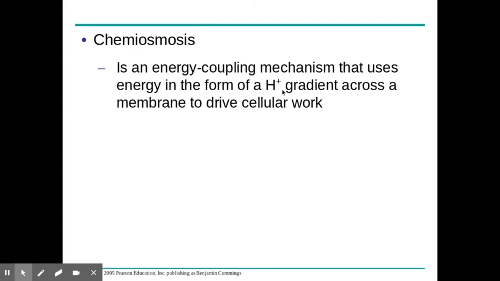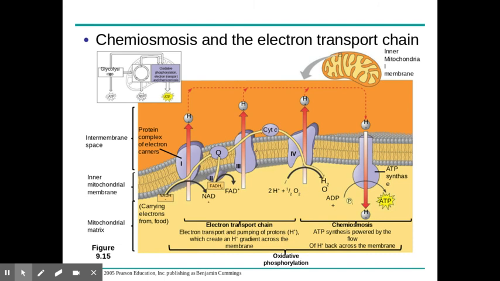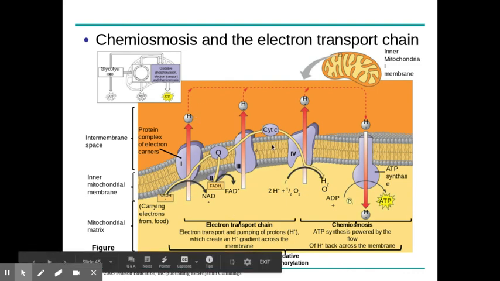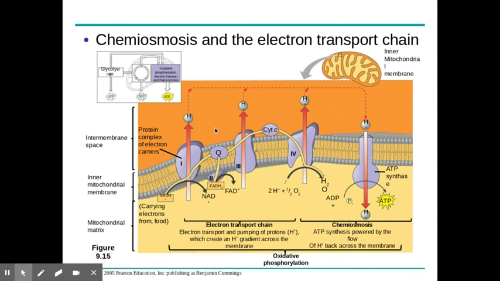Okay, so we're going to use that gradient to drive chemical work. So this is that overall process again. Here's NADH, here's FADH2. They're dropping off their electrons. Their electrons move through the ETC, eventually going to oxygen, which creates water. But while those electrons are moving through, you can see it here, here, and here. What are they doing? They're pumping hydrogen ions into this intermembrane space.